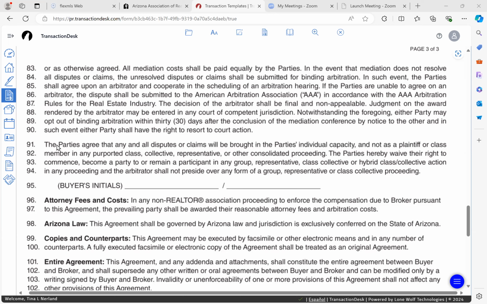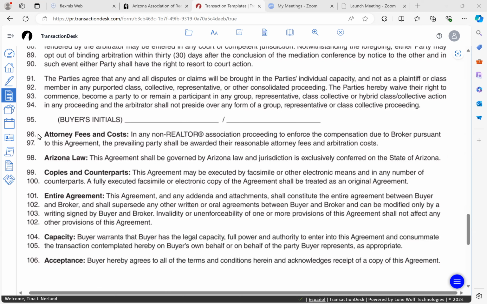The parties hereby waive the right to commence, become a party to, or remain a participant in any group, representative, class, collective, or hybrid class collective action, and any proceedings, and the arbitrator shall not preside over any form of group, representative, or class collective proceedings. Initial.